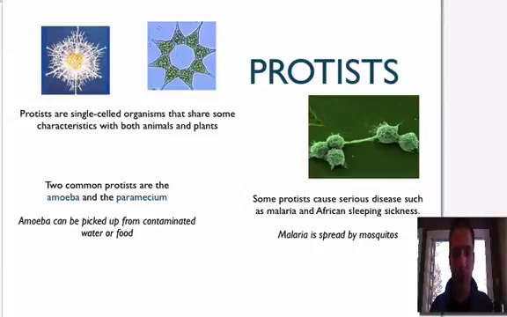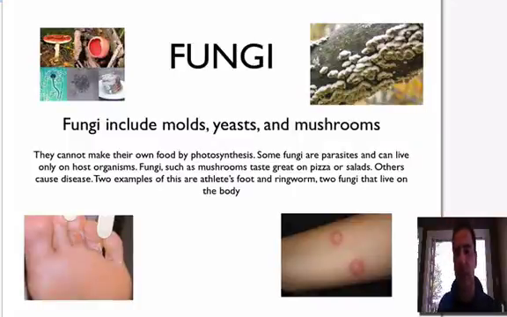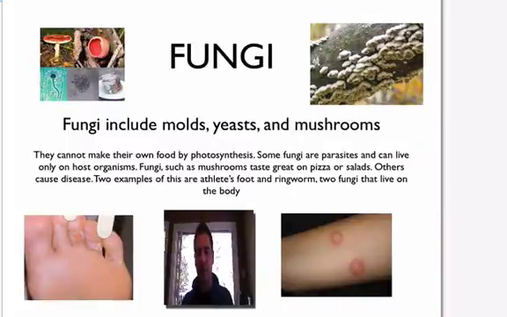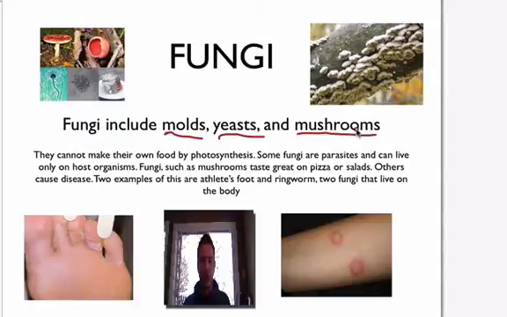and then they can be passed through food. Then the fourth and last that we'll discuss briefly is the fungi, and those are going to include a few things here. They're going to include things such as molds, yeasts, and mushrooms. Okay, so these fungi cannot make their own food by photosynthesis. So some fungi, we would say, are parasites. And so basically they can live on a host organism. And remember, parasites in a symbiotic relationship, there's parasitism.